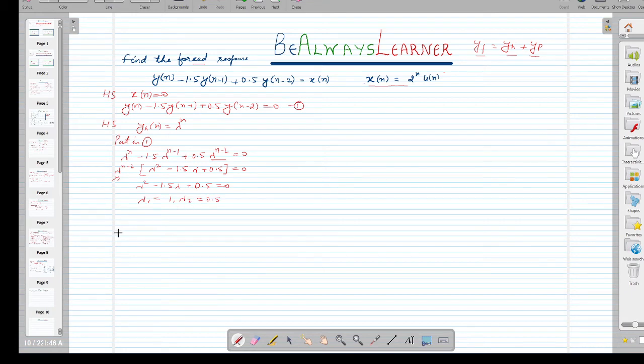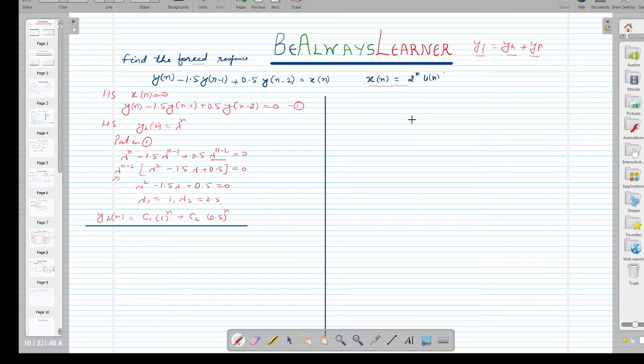Now we are talking about the homogeneous solution. The homogeneous solution y_h[n] will have the general form c1 into 1^n plus c2 (0.5)^n. This is the homogeneous solution.